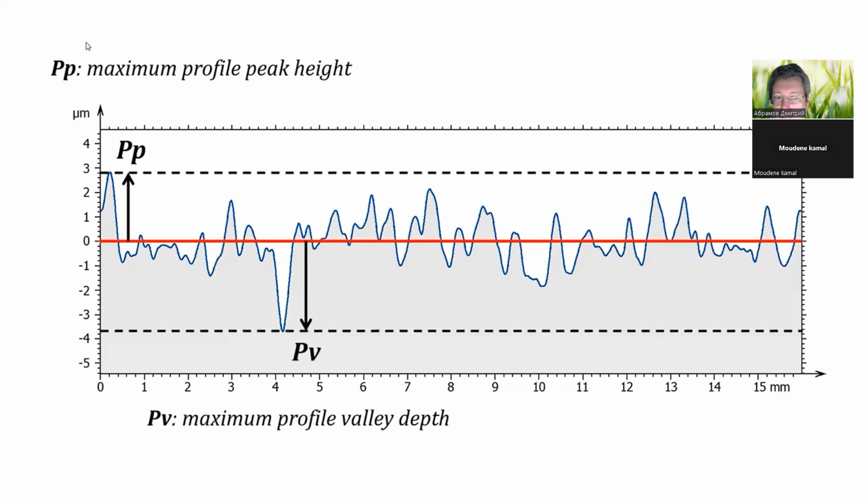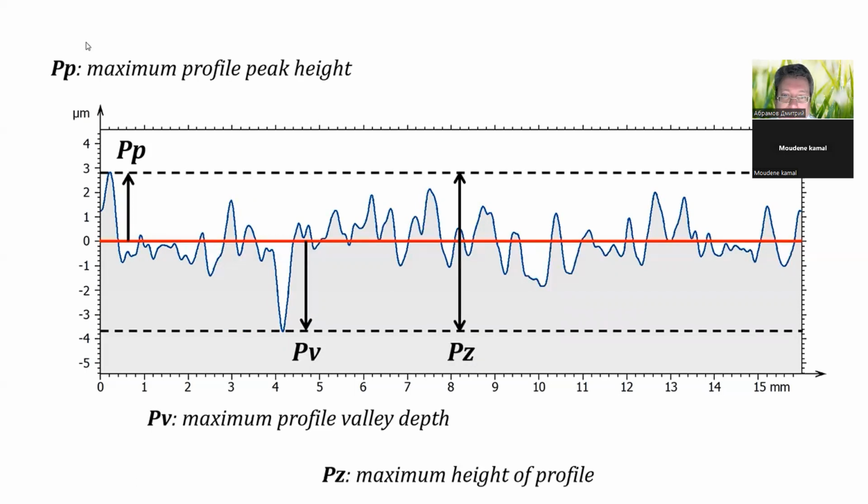Similarly, the deepest extension below the mean line defines parameter Pv, called maximum profile valley depth. The value of Pv is positive because it is counted as a depth downward from the mean line. The suffix v in Pv stands for valleys.